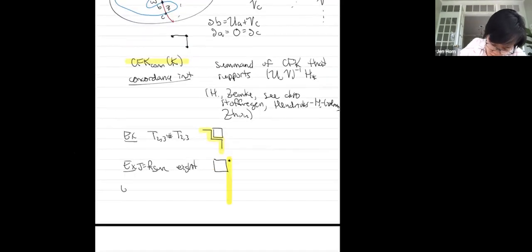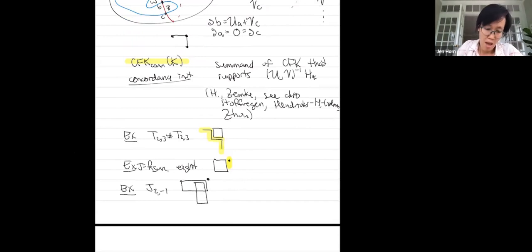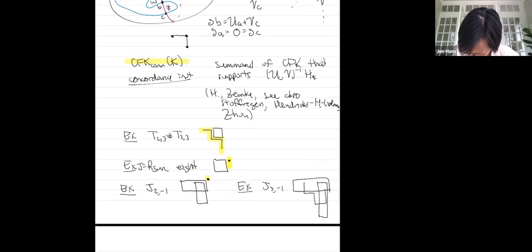And now let's look at 2 more examples. Let's look at the (2,1) cable of the figure 8. You get these 2 boxes and this single generator, and CFK connected is just this single generator. And then let's also look at the (3,1) cable of the figure 8. You get 2 long skinny boxes and an L-shaped piece and a single generator. Again, CFK connected is just this single generator.